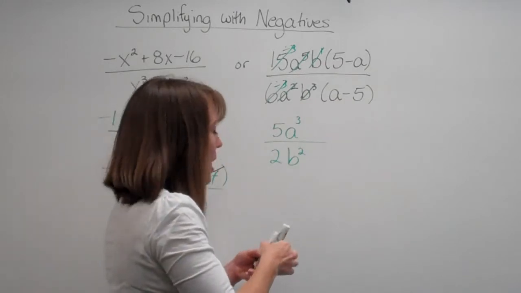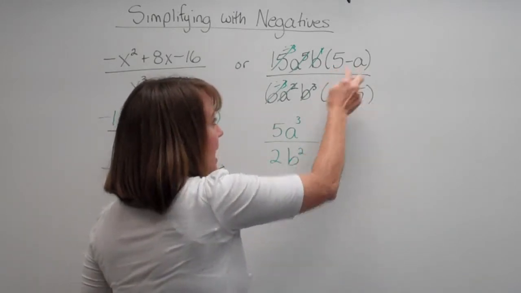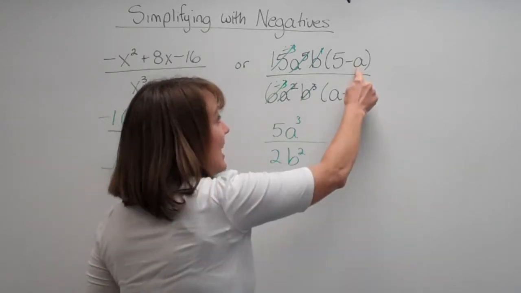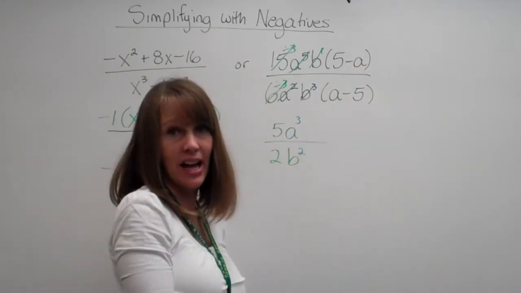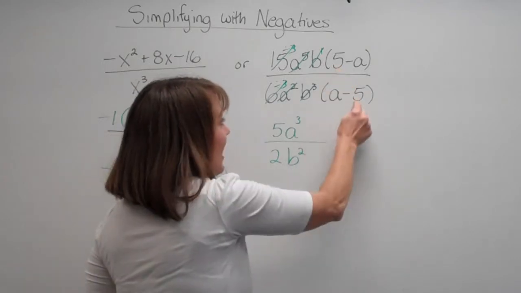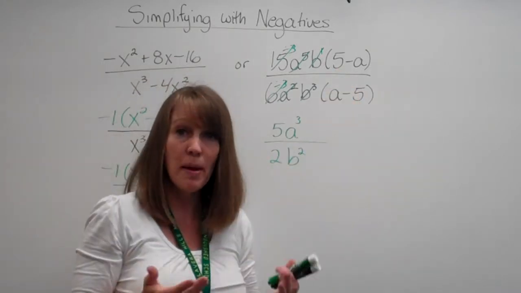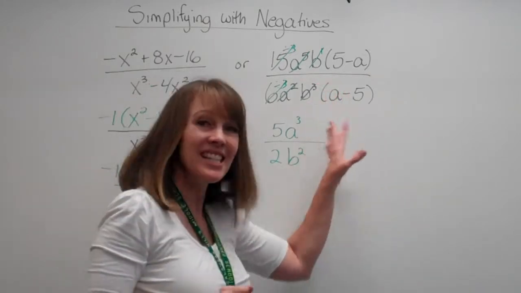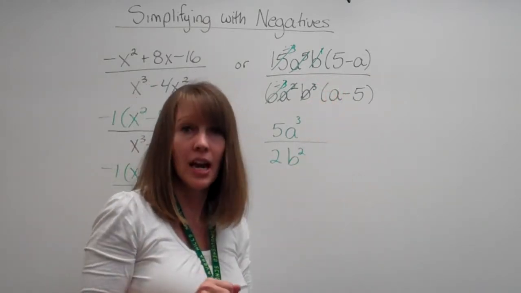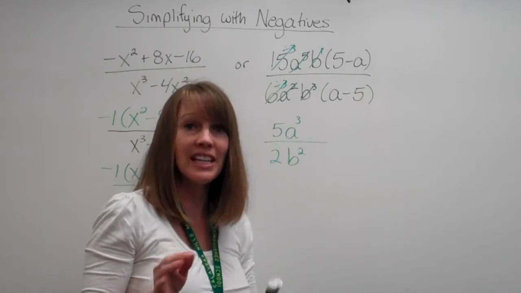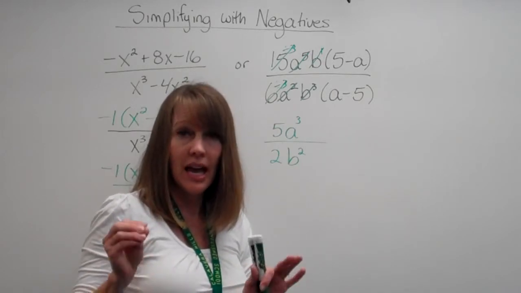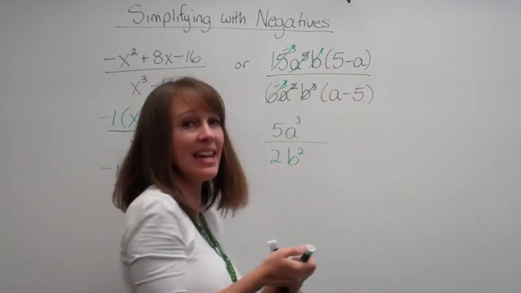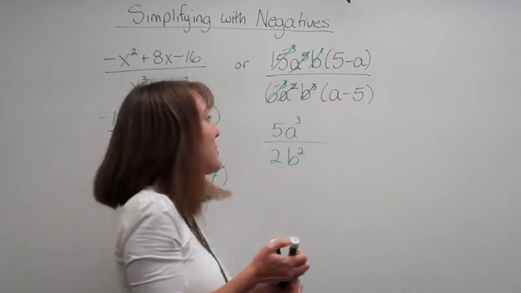All right, here's our problem though. This is a 5 minus a, this is an a minus 5. They are not the same thing. This is a -5, this is a positive 5. This is a positive 5, this is a negative 5, because remember, what's in front of the number stays with the number. Okay, but we can see that they're kind of the same thing, so this is where we artificially take out a negative. So what we're going to do is take out a negative from either the top or the bottom, it doesn't matter.